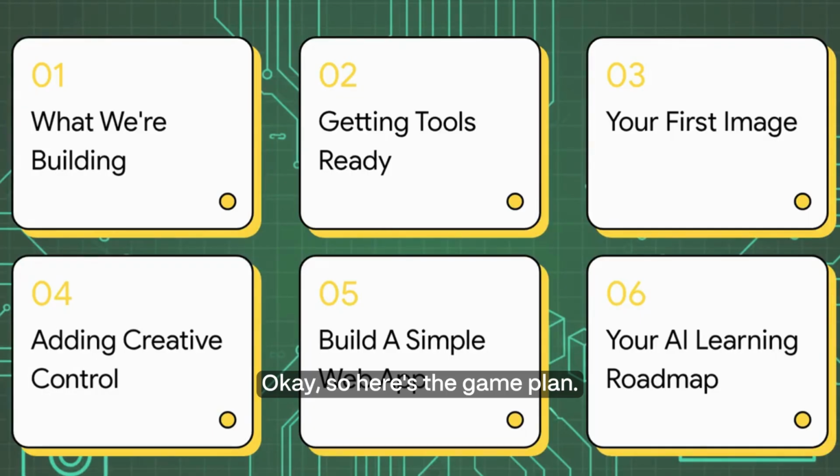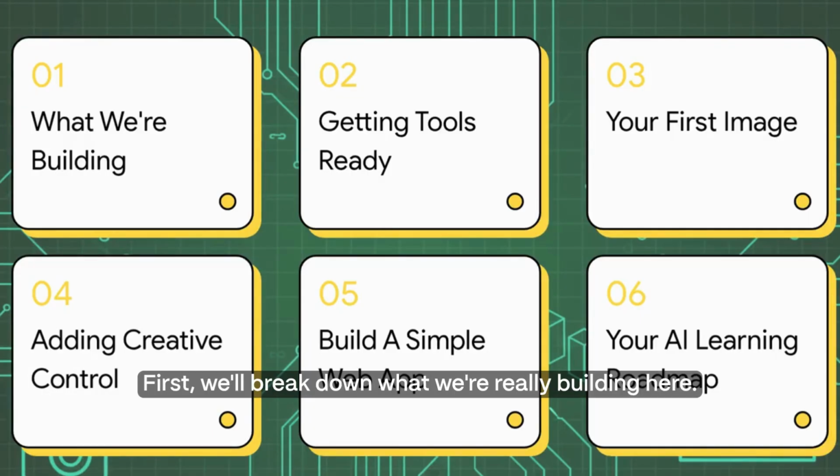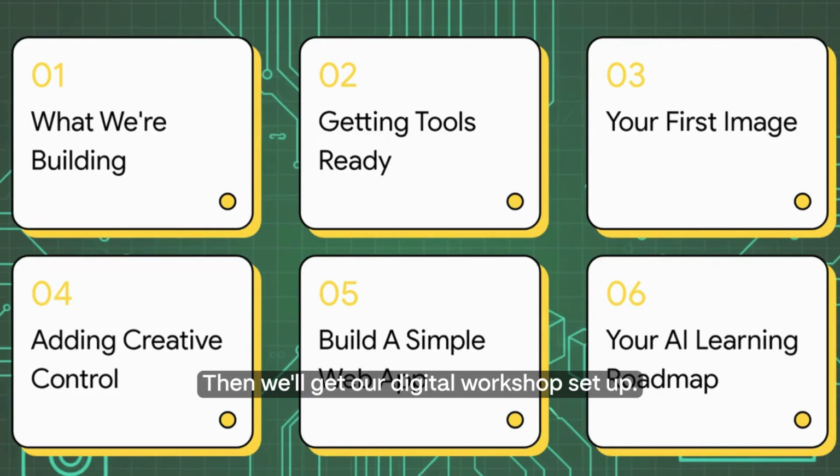Okay, so here's the game plan. First, we'll break down what we're really building here. Then we'll get our digital workshop set up. After that, the fun part, making our very first image. Then we'll learn how to get creative control, turn it into a simple web app, and I'll even give you a roadmap for where to go next.